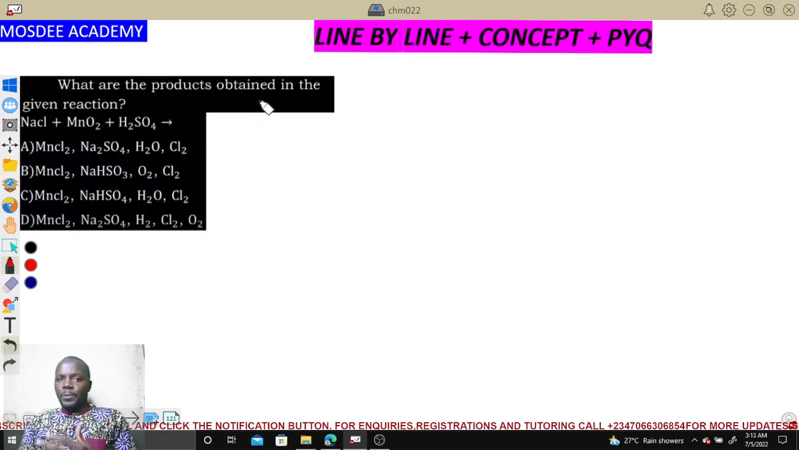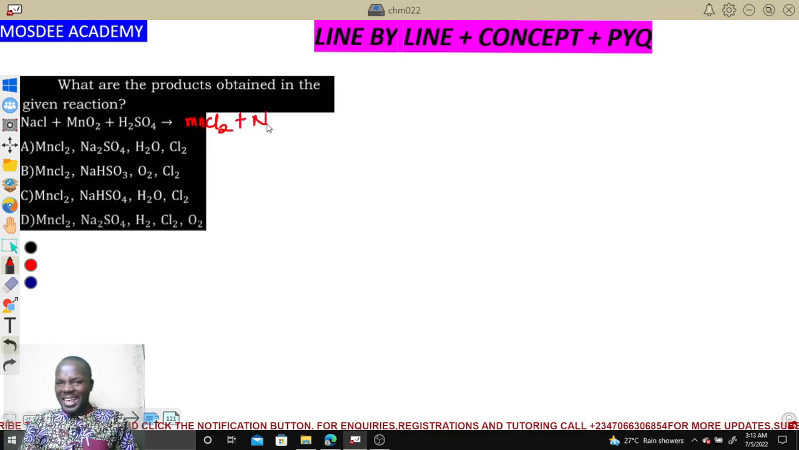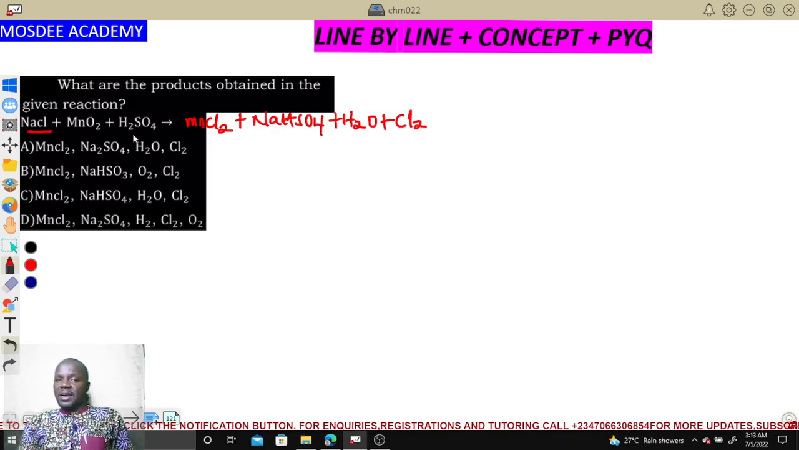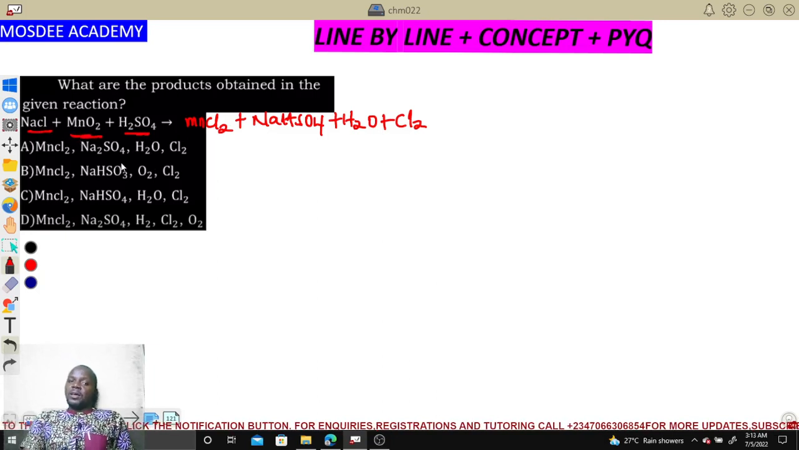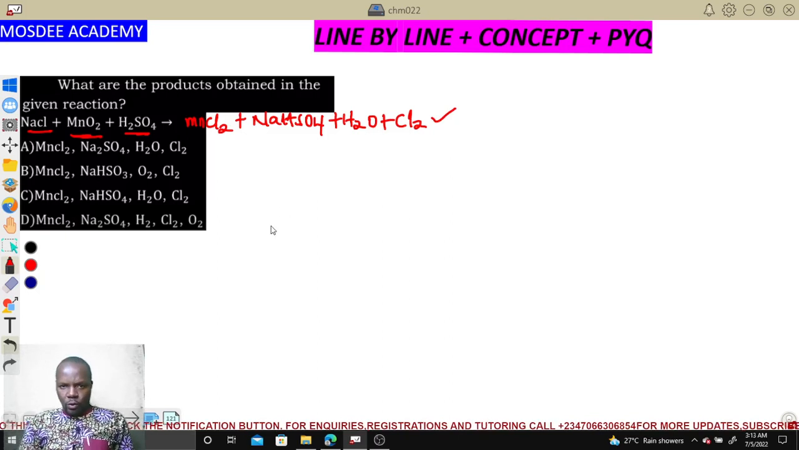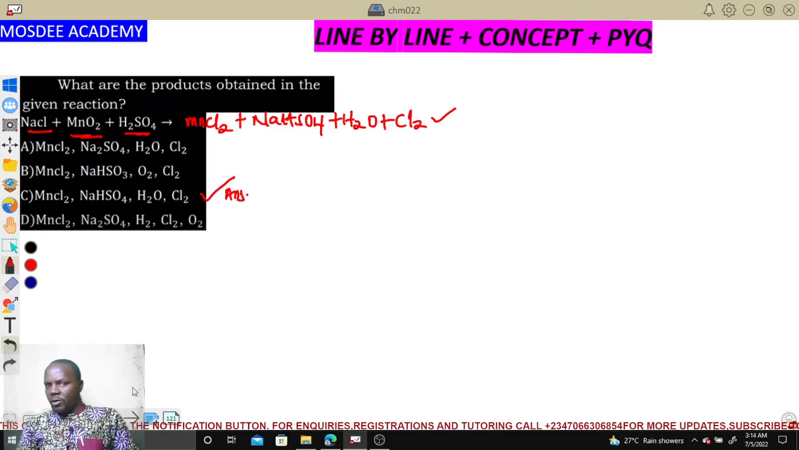The next question, line by line. What are the products obtained when NaCl plus MnO2 plus H2SO4? You don't need to waste your time. The same concept. This is MnCl2, just balance the equation, plus NaHSO4 plus water plus Cl2. So we say it's an alternative method by using NaCl and H2SO4 with manganese oxide to produce what? Chlorine. And these are the products we are going to get. Which option goes with what I've written? Plus water. Yes, this is it. Answer.